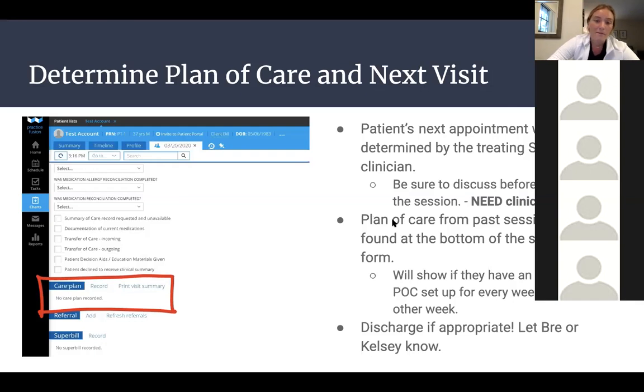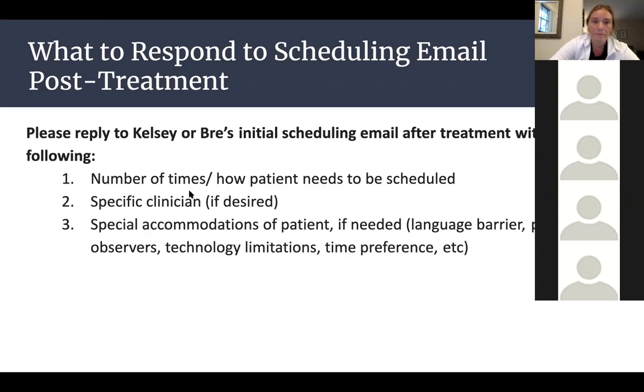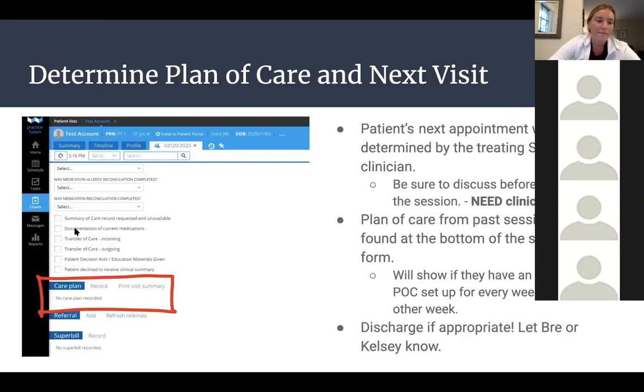If it's already been set from previous sessions, you'll find it at the bottom of the SOAP note under care plan. So if it's not previously recorded or you don't see it anywhere, go ahead and write it under there for your next treatment. And you'll be able to see if that's already been established and how often, you'll know when to schedule that patient out and let Bree or Kelsey know after treatment, what that's going to be.